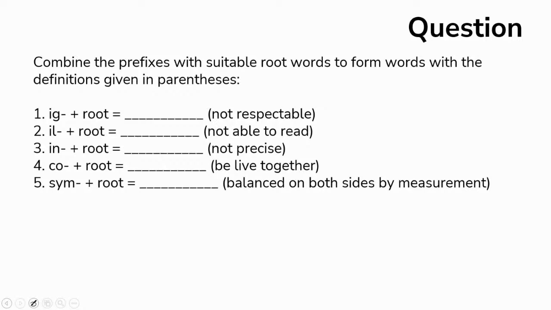Yes, guys, for this one, the first prefix is ig, and ig means not, and respectable. For this, not respectable is the meaning of the word. So we have to form words like that. We can have a word as ignoble. So noble means respect. And the second one, not able to read, and the prefix is il. So in this, illiterate.